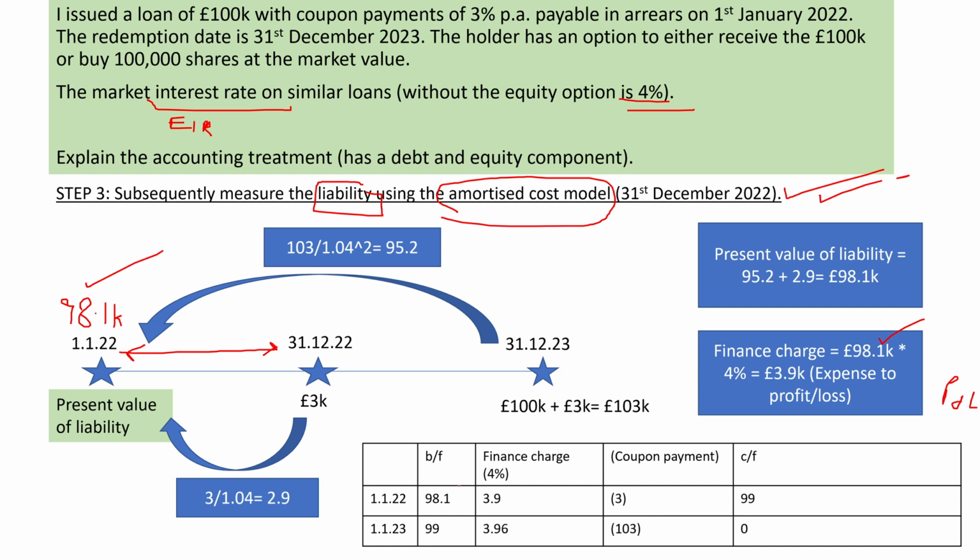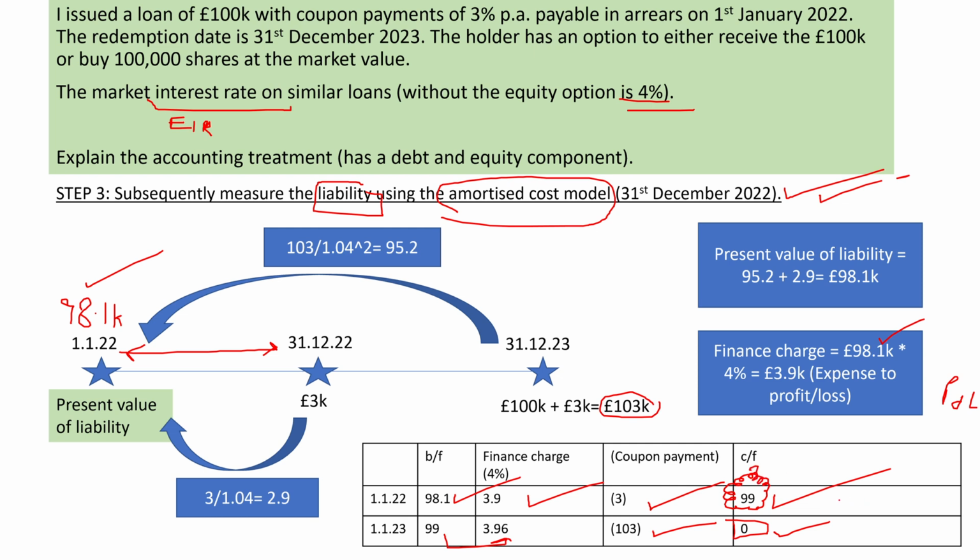So you have the 98.1k, that's incurring interest of 3.9, and then the coupon payment is coming out of here of 3k. So our closing balance is 99k. For the next year, that 99k is incurring interest of 3.96, and then we're taking away a coupon payment of 103k here, and that's going to give us a closing liability of 0, which is expected. Okay, so that means that the model works if we're getting a closing figure of 0, right? So our closing liability at 31st of December 22 is going to be the 99k.